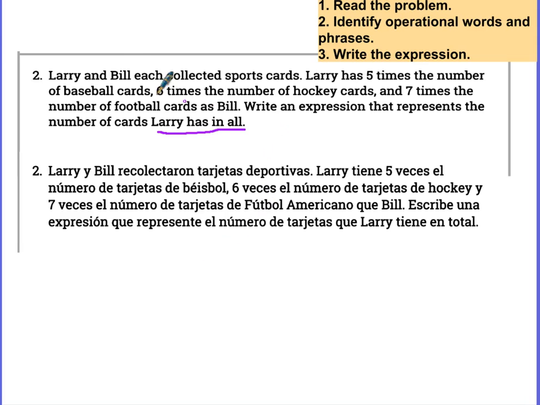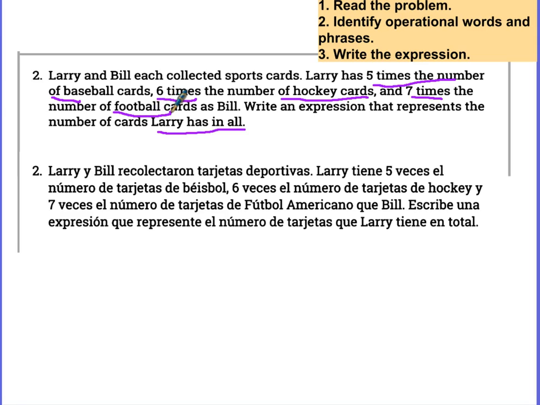Okay, so I know that Larry and Bill each collected sports cards. I want to know how many Larry has in all. So I'm not going to worry about the amounts that Bill has. So Larry has 5 times the number of baseball cards, 6 times the number of hockey cards, and 7 times the number of football cards.